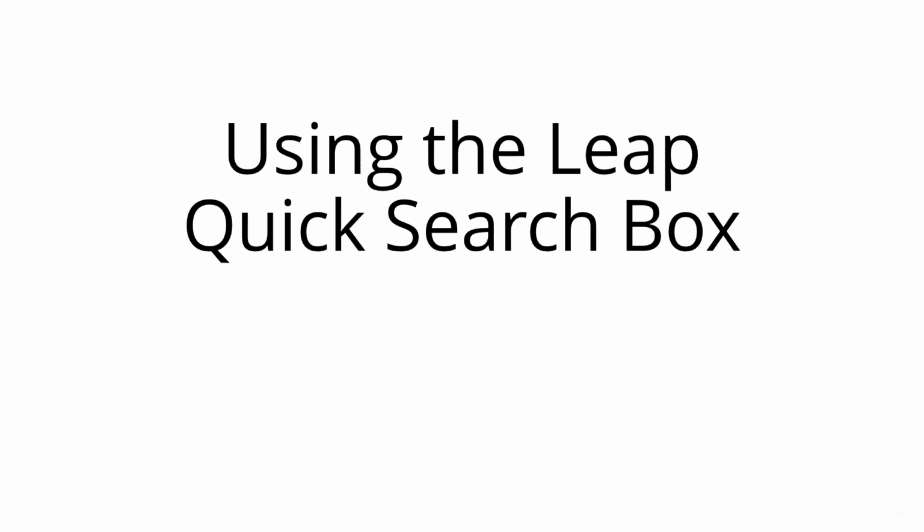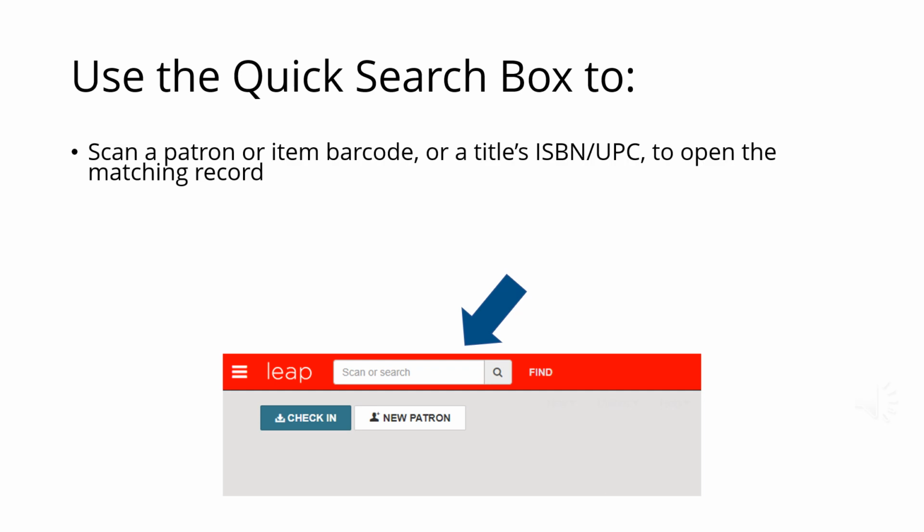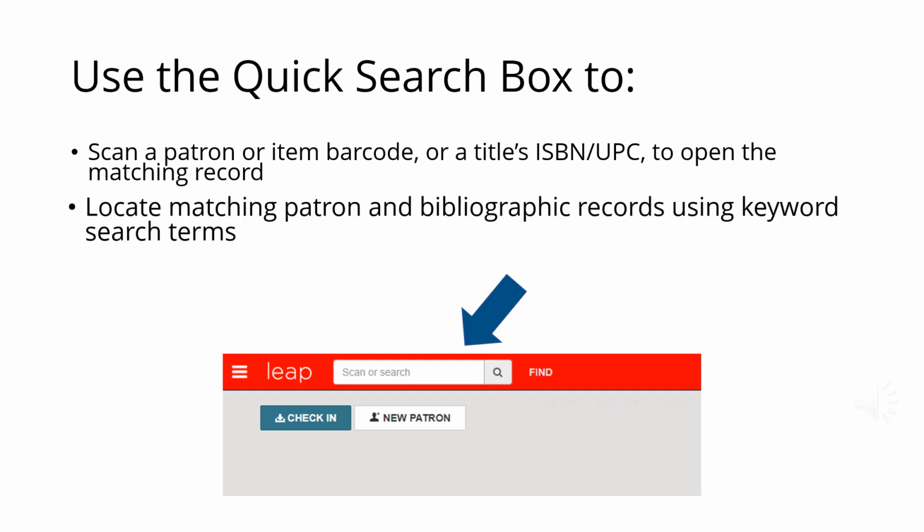This video introduces the Quick Search box in Leap. The Quick Search box can be found fixed on the Leap header. It can be used to scan a patron or item barcode or a title's ISBN or UPC to quickly locate and open the matching record. Staff can also locate matching patron and bibliographic records by typing keyword search terms into the Quick Search box.